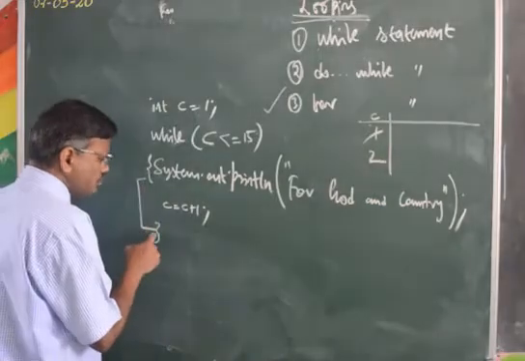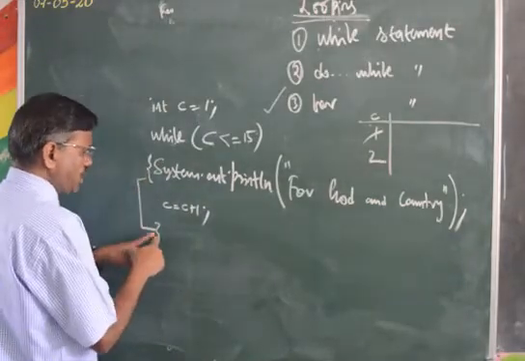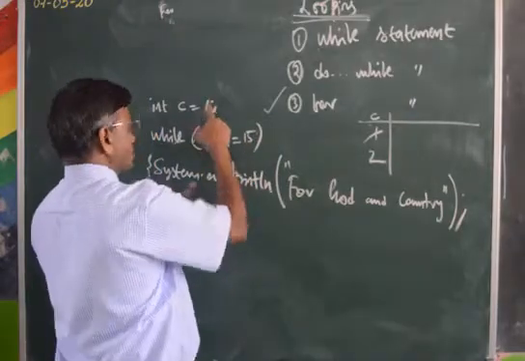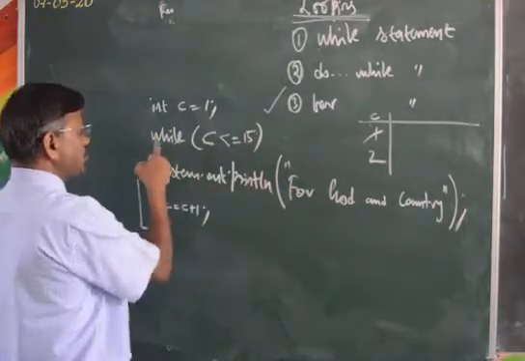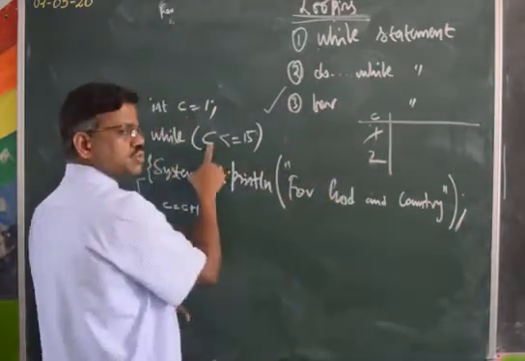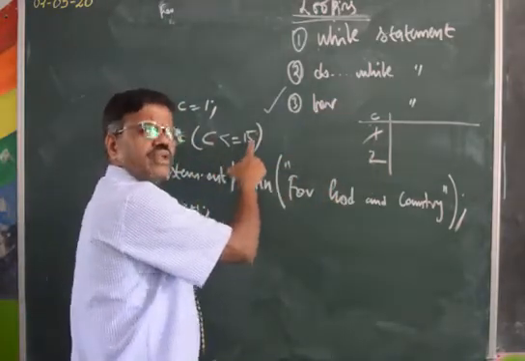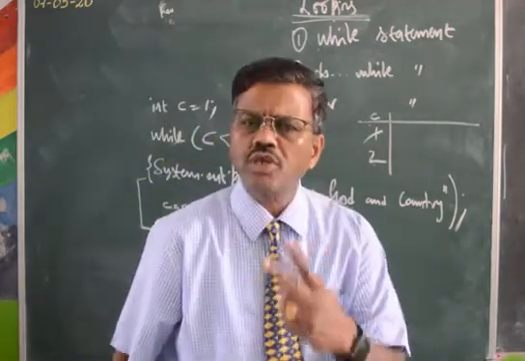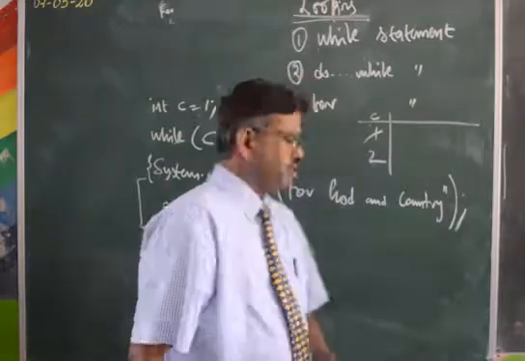So the looping comes to an end. The moment it comes to an end, the control is pushed here. It won't go here, it will push here, the beginning of the while statement. What is the C value right now? 2. Is 2 less than 15? Yes. For God and country will be displayed on your monitor for the second time.